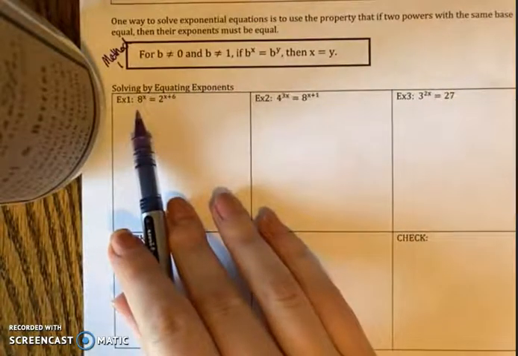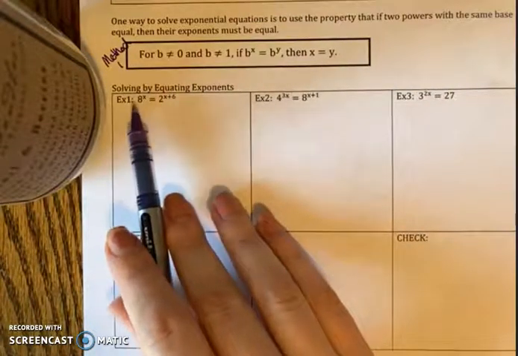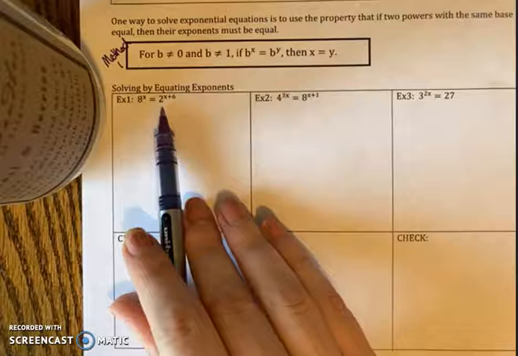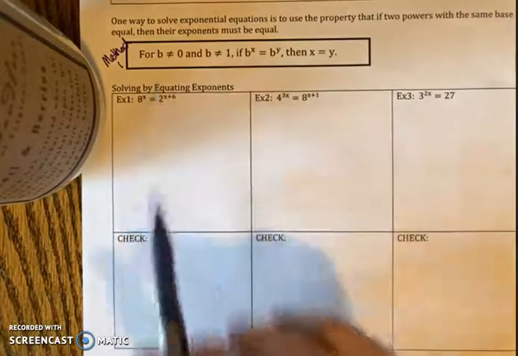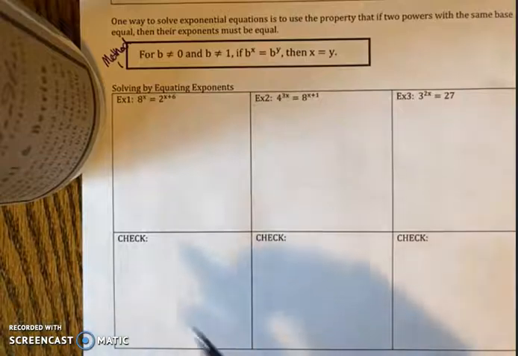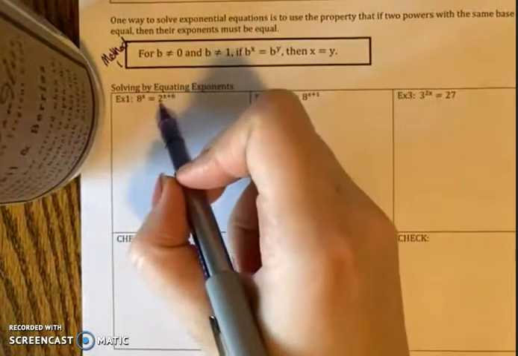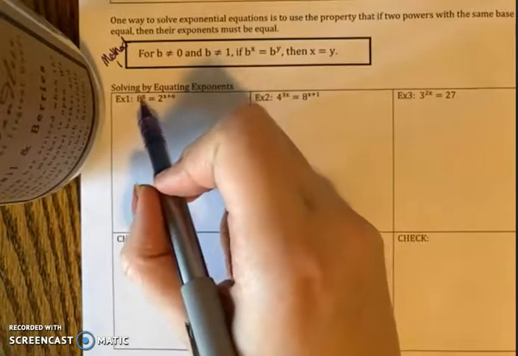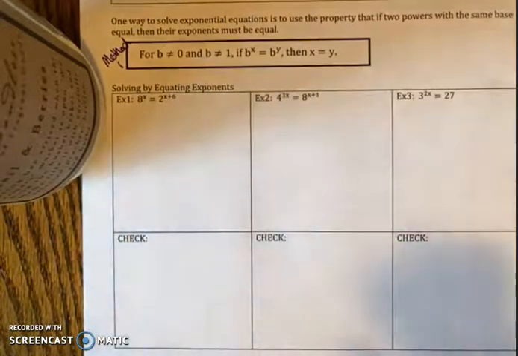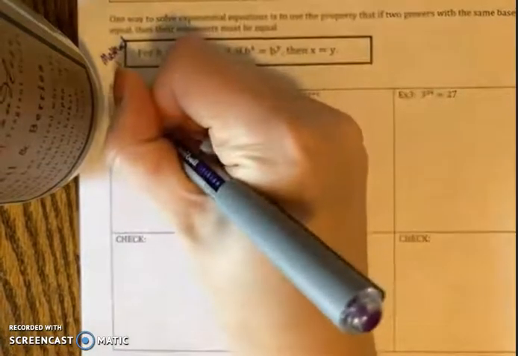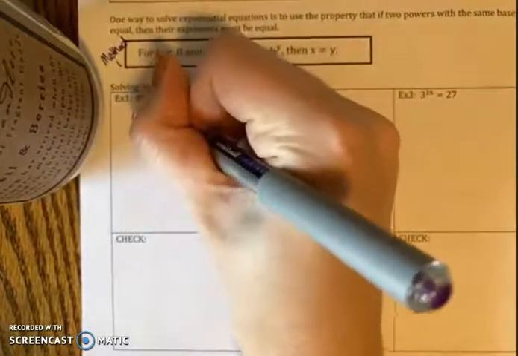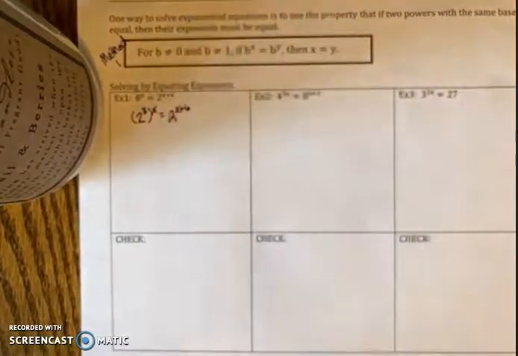For example 1, we have two different bases. We have a base of 8 and a base of 2. We want to rewrite it so they have the same base. We used this idea in number 1 when we rewrote 27 as 3 cubed. So when I'm thinking about what base to use, I would say let's use a base of 2 because 8 is equivalent to 2 cubed. So I'm going to rewrite this as 2 cubed to the power of x equals 2 to the x plus 6 power.